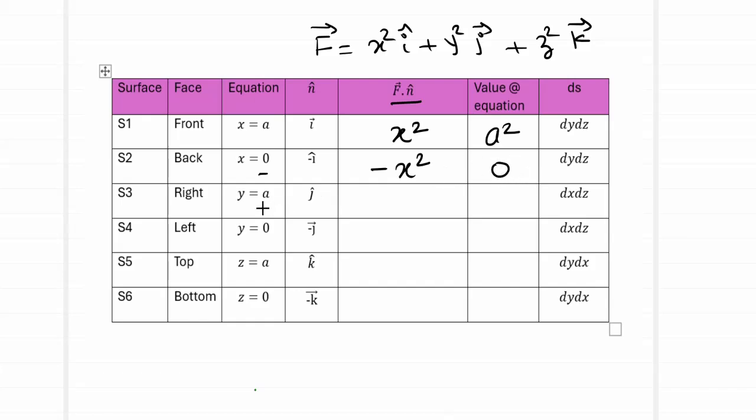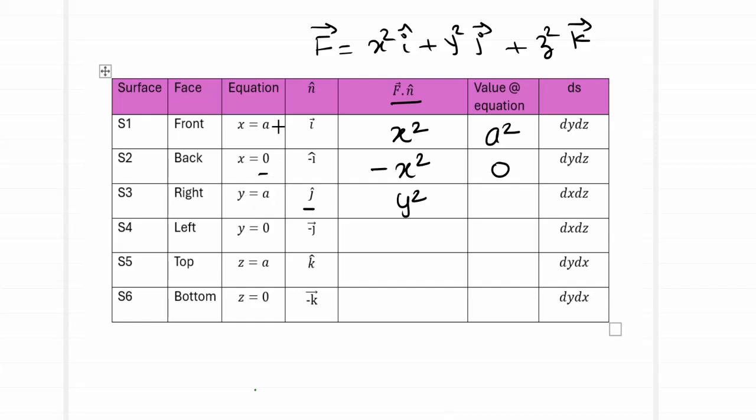Now moving on to the next one. Y equal to a is my equation. What is the unit vector? J. What is j dot i? 0. What is j dot j? 1. So what will be the quantity over here? You will have it as y square. What is j dot k? It is 0 again. Now substitute the value of the equation at this point.